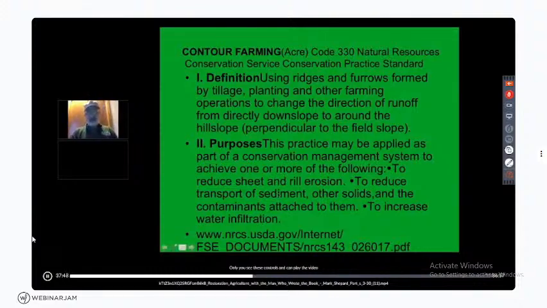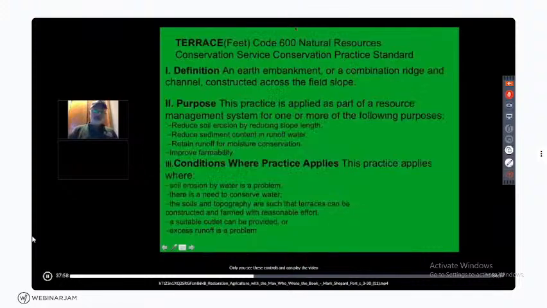This is how you find it down the bottom. American farmers, we have to obey this code. It tells us the margins of error within which we have to work. Piece of cake. Then we use terraces, an earth embankment, or a combination ridge and channel. Hello, can you say swale and berm?